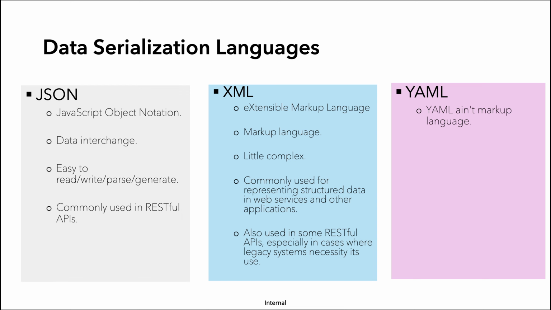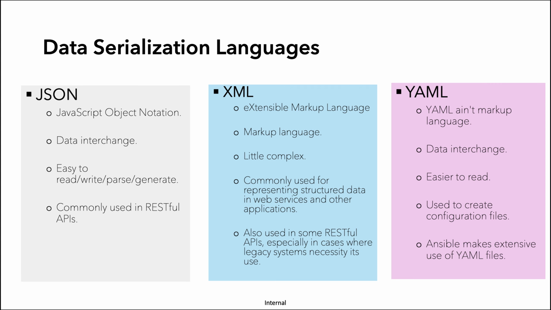YML is easily the easiest to read for anyone new to data models. It is a human readable data serialization format that is often used as an alternative to JSON and XML. It is often used to create configuration files with any programming language. Ansible, one of the configuration management automation tools, makes extensive use of YML files.